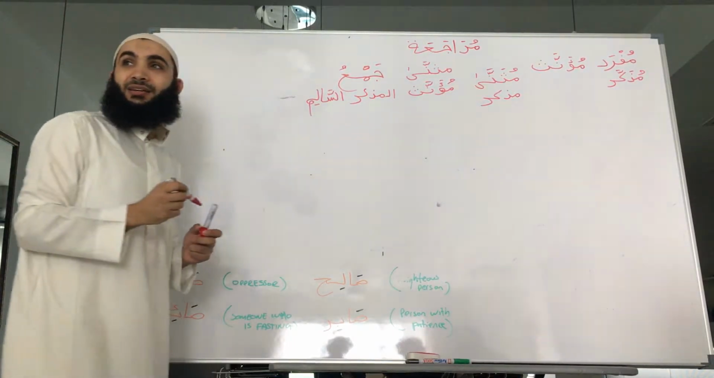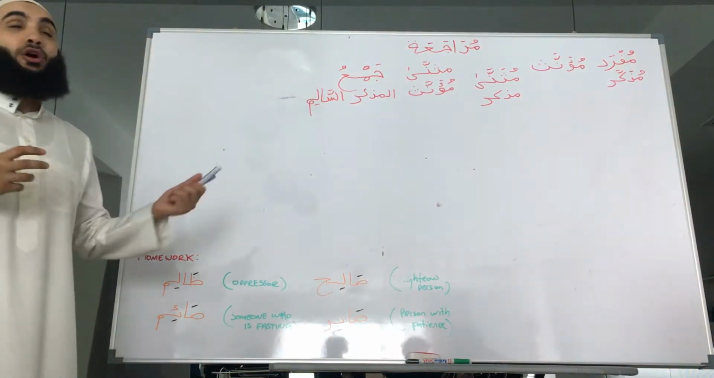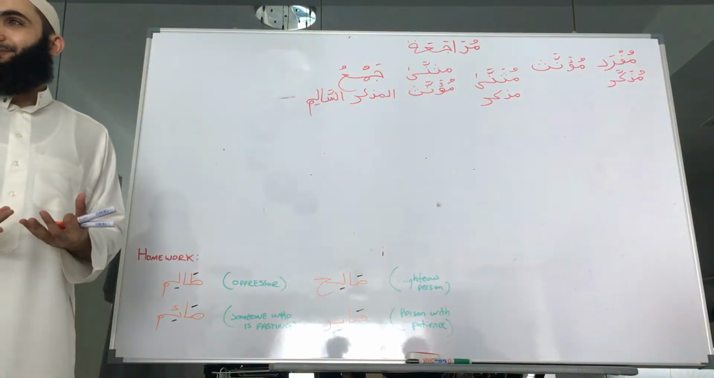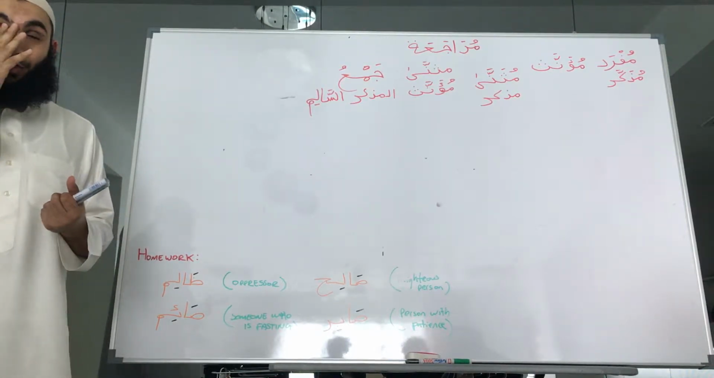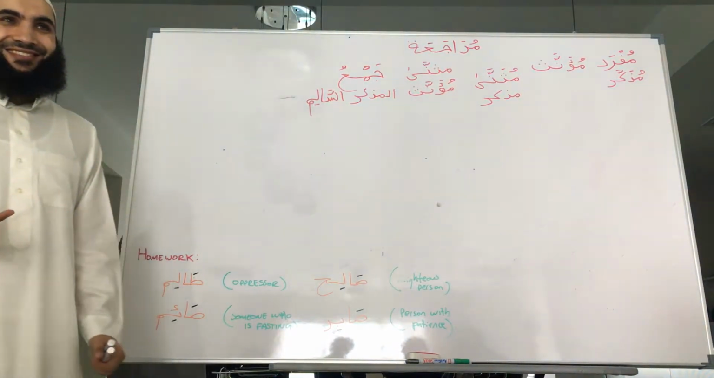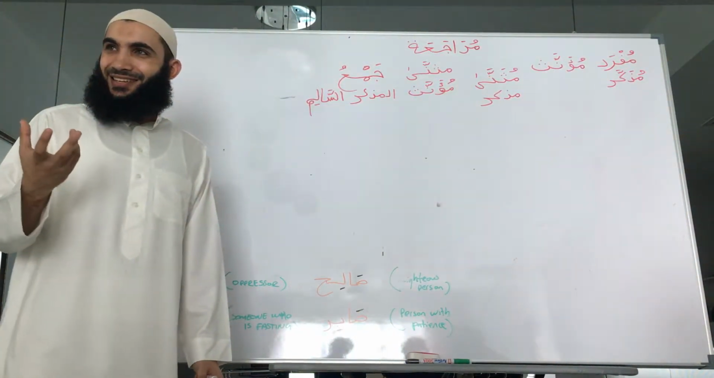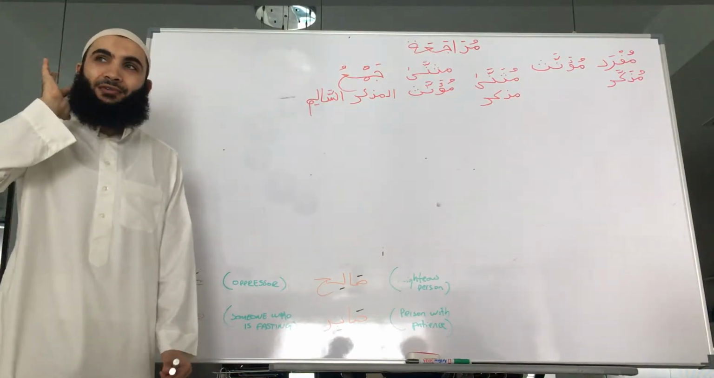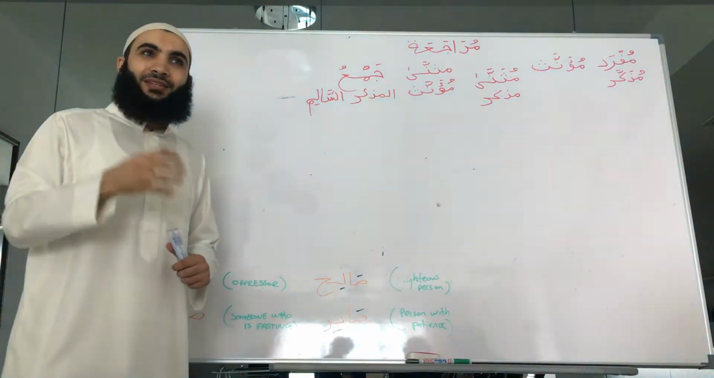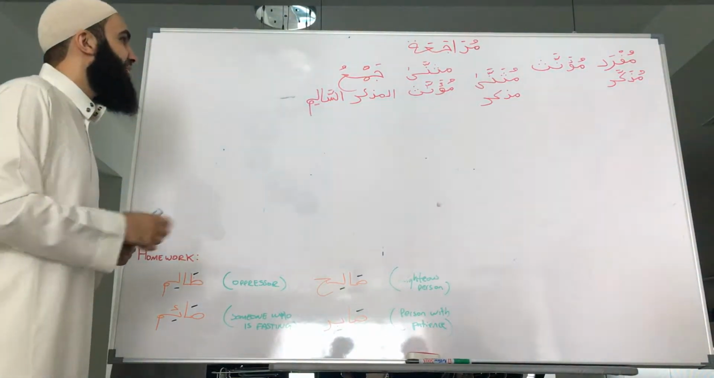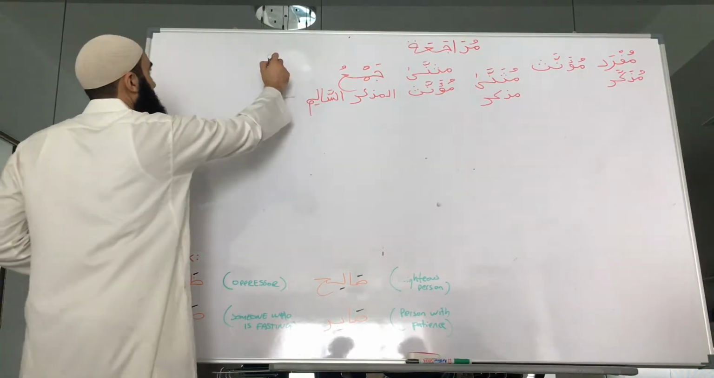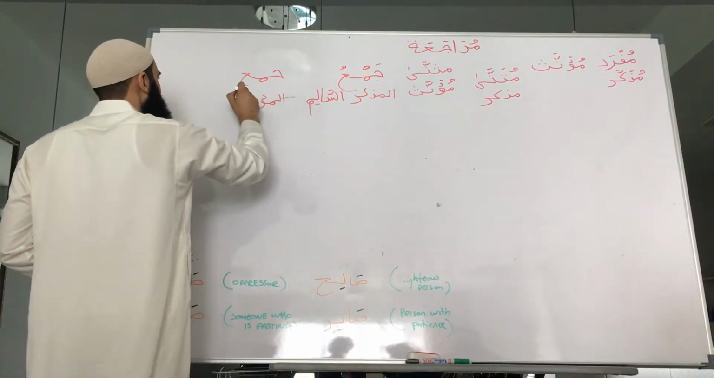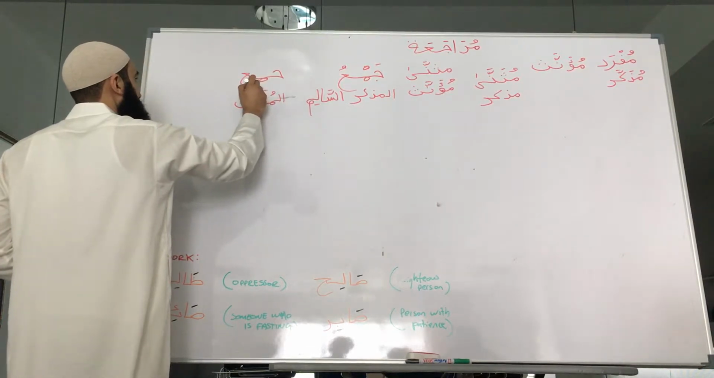As-salim is sound. Not sound like a noise from the mouth, not an audible sound. This is sound like good, like definitive. It literally means sound, like a sound hadith, hadith salim, as in Sahih. I'll explain to you why we call it this later. Okay, and we have jam'u al-mu'annath as-salim.